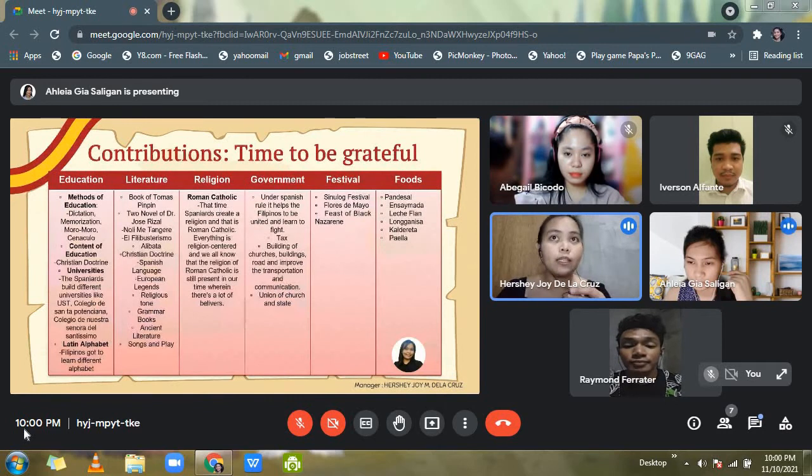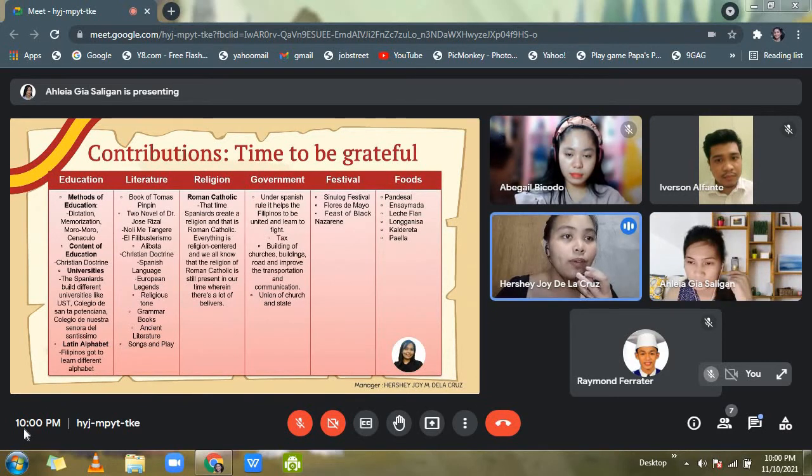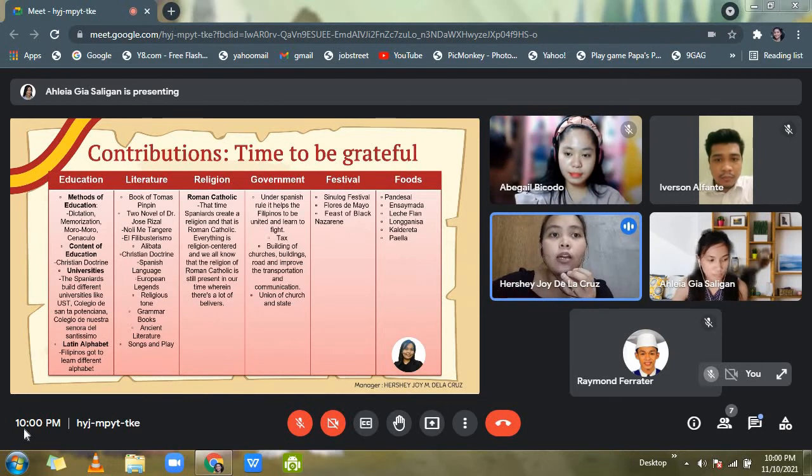So now we are going to proceed to the contribution of Spaniards during colonization. In terms of education, there are four methods of education, which are dictation, memorization, moro-moro, and cenaculo. And the content of education is Christian doctrine, which means the education at that time was religion-oriented. And universities were built at that time, like UST or University of Santo Tomas, Colegio de Santa Potenciana, and Nuestra Señora del Santísimo. Some of those universities are still alive.